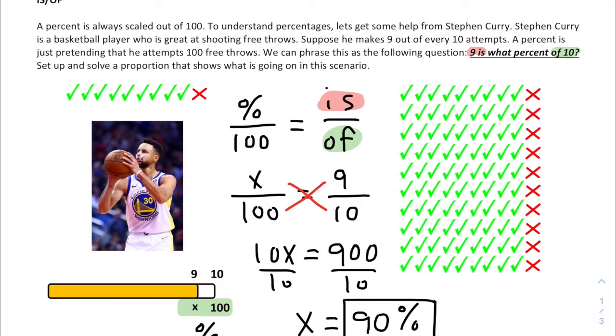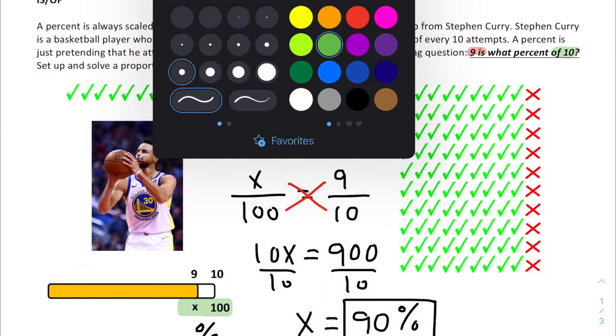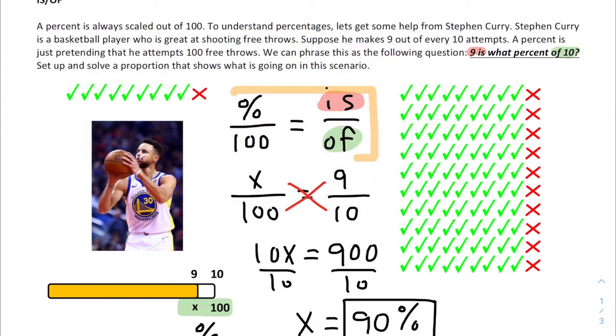Now, this is a fairly simple example. You could probably figure out 9 out of 10 is 90%, because throughout school you've had assignments that are probably out of 10 points, and you know that 9 out of 10 is 90%. You could also draw it all out and draw 90 green check marks and 10 red X's, to understand that 90% of the free throws are made. Okay, so the key here is remembering this fraction right here, or the proportion, I mean, two fractions.